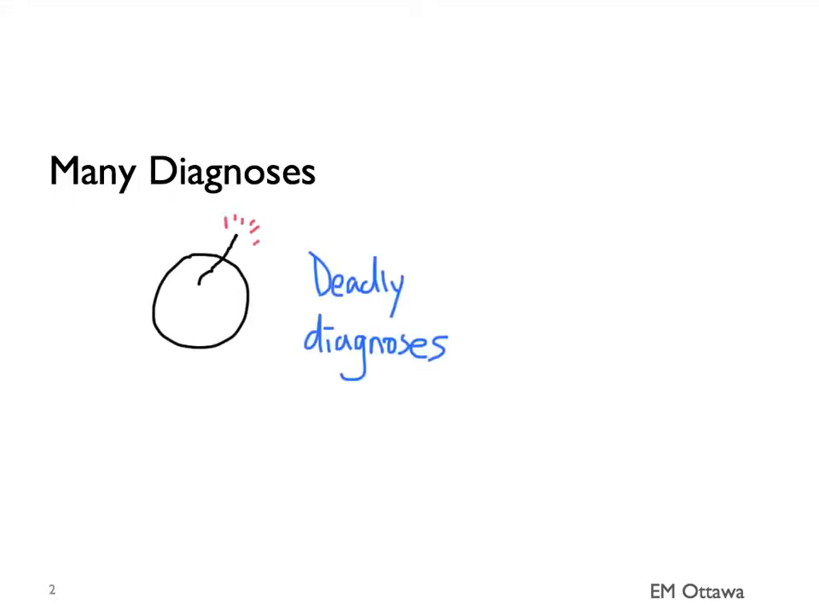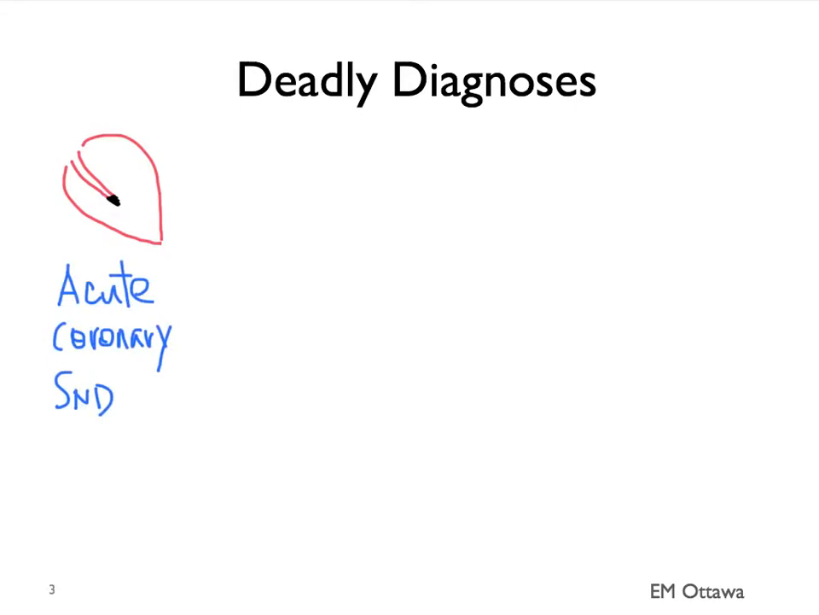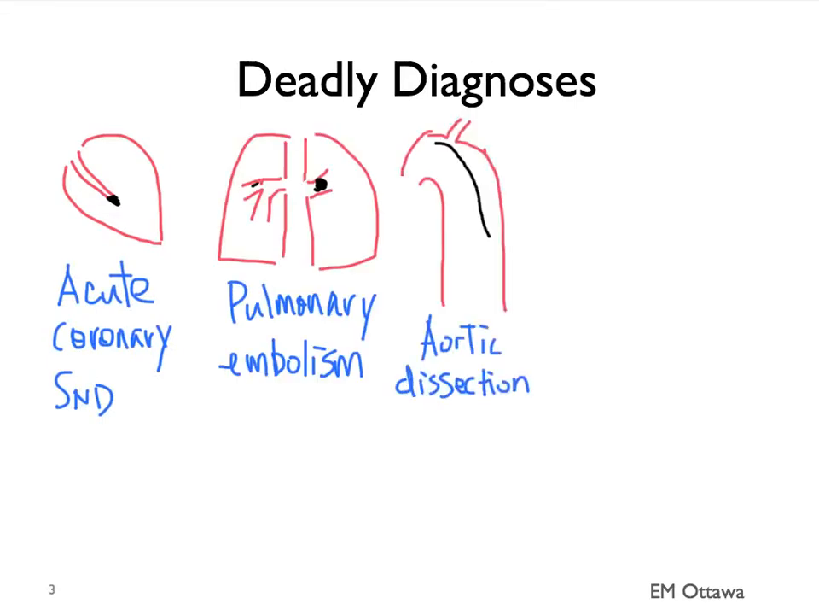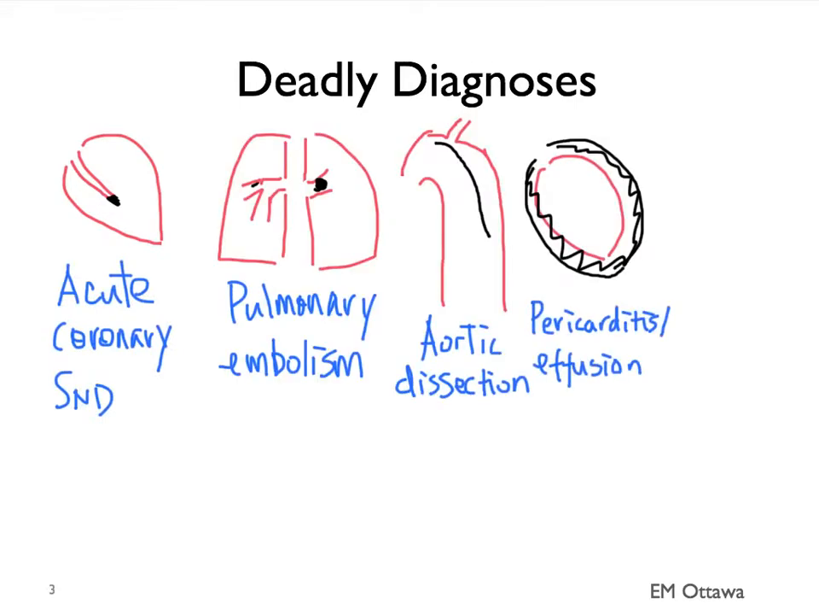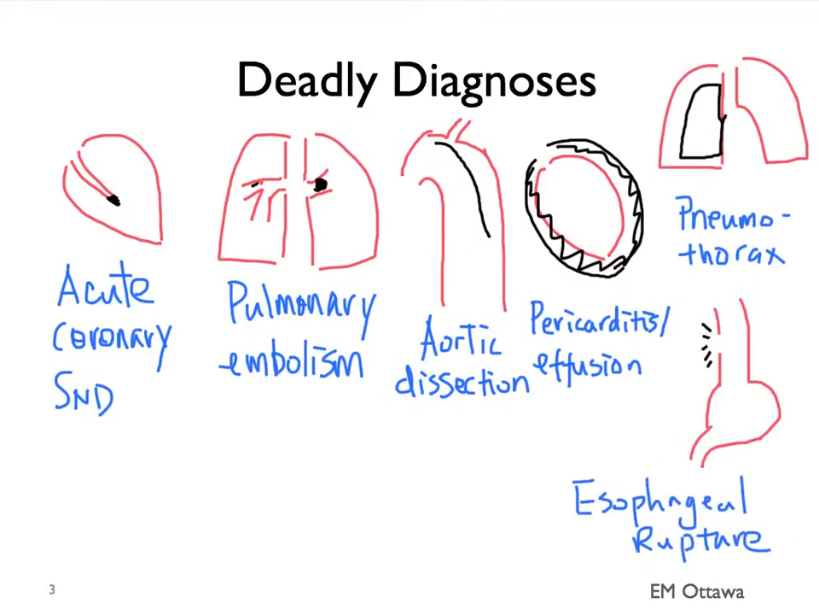There are many diagnoses that can give patient chest pain. In the emergency department, we're really interested in ruling out the ticking time bombs or the deadly diagnoses. What are they? They include acute coronary syndrome, pulmonary embolism, aortic dissection, pericarditis and pericardial effusion, pneumothorax, and esophageal rupture. These are the 6 deadly diagnoses we must keep in mind when seeing patients with chest pain in the emergency department.